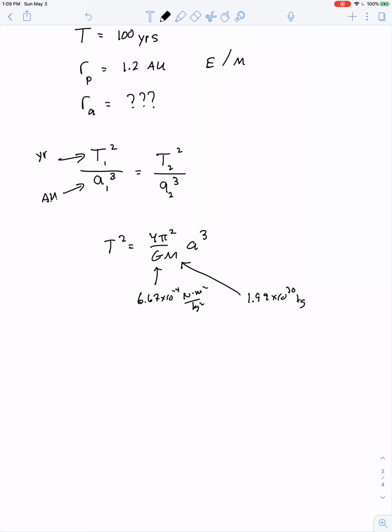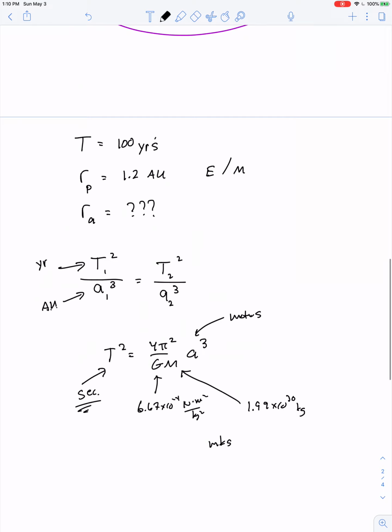If we're going to stick to units in the MKS or metric system, then the period has to be in seconds and the radius has to be in meters. So it'd be helpful to know how many seconds are in a year. You can multiply 60 seconds in a minute times 60 minutes in an hour times 24 hours in a day times 365, actually 365.24 days in a year.